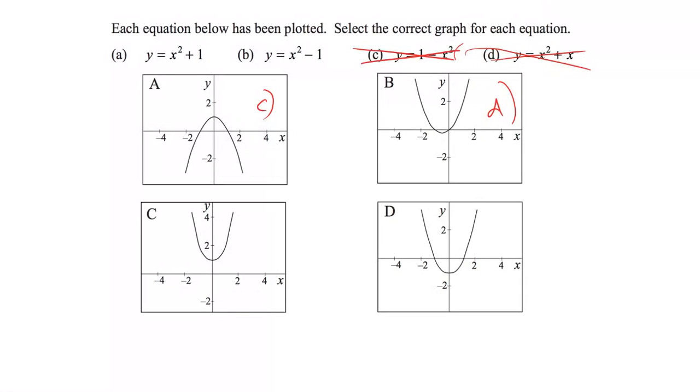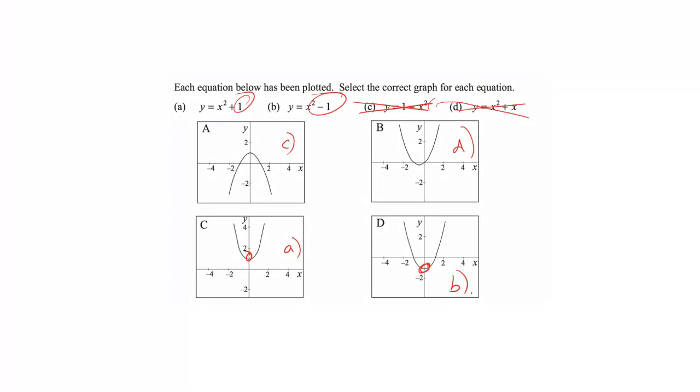Okay, so can you figure out now what goes with C and D? Well, C matches with A because it crosses at 1 and A has a positive 1. D is going to match with B because, of course, look, it crosses there at -1, and B has a -1. So we are done.